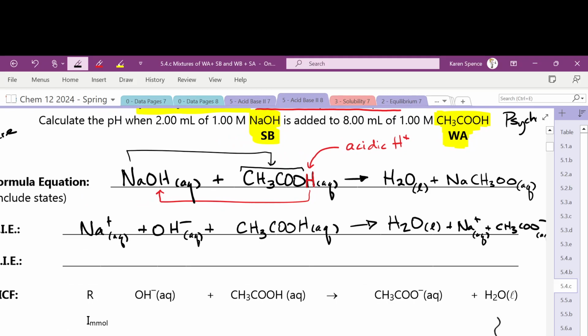So who are the spectator ions here? Na plus, that's our only one, right? So we have OH minus plus CH3COOH goes to CH3COO minus plus H2O.